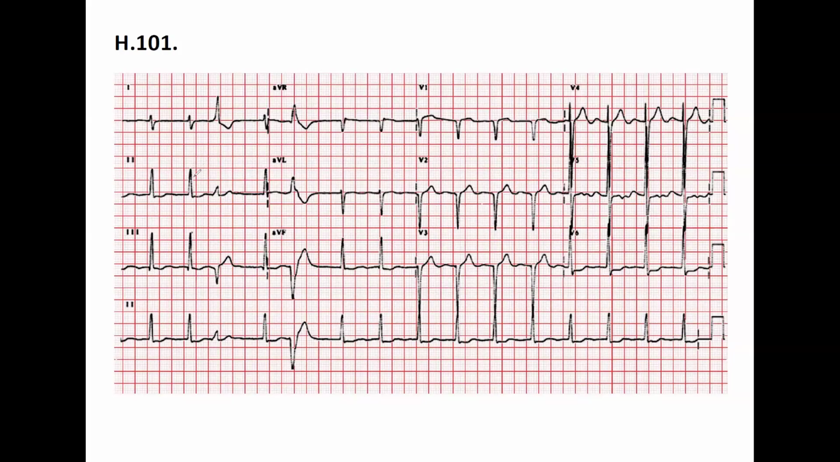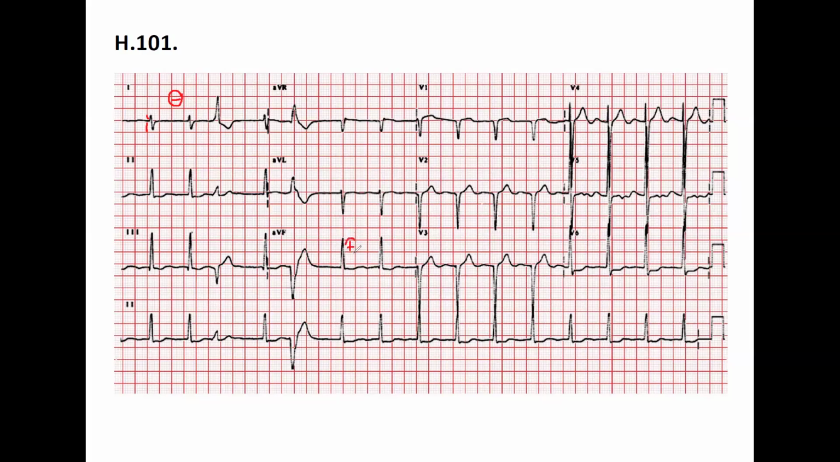It's narrow. The next one, you should determine the axis. In the first lead, I would say it's a little bit negative, maybe 1 millimeter negative. That means it's a right deviation. Immediately you get the right deviation.